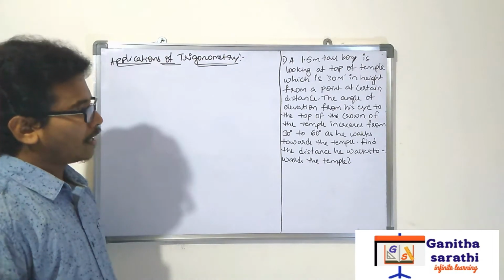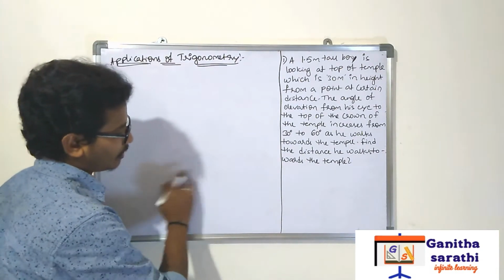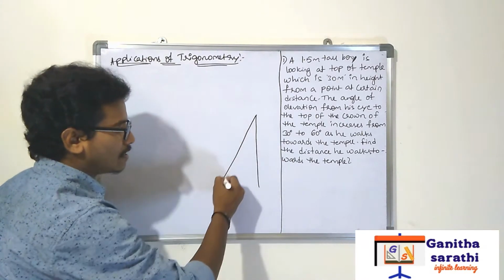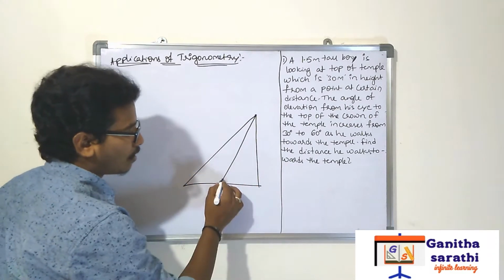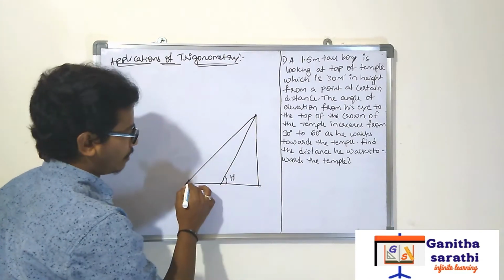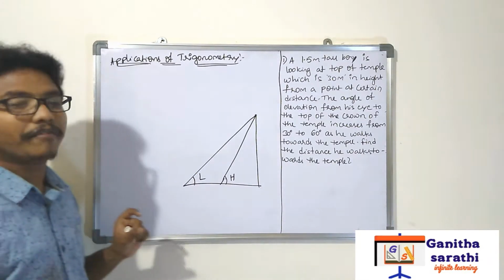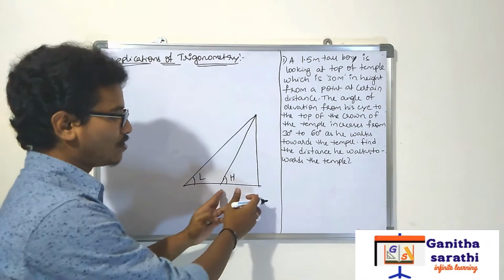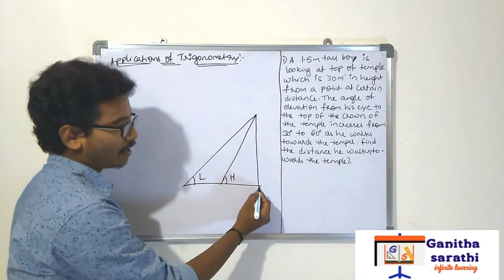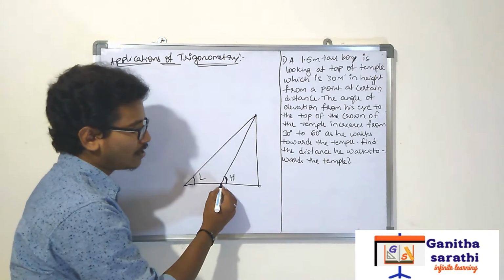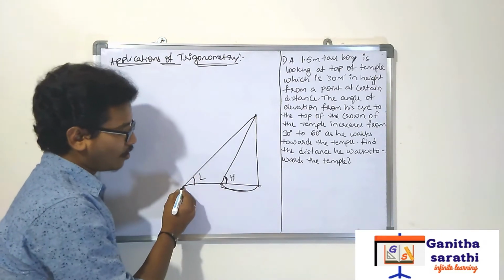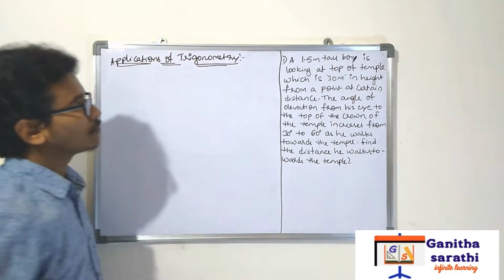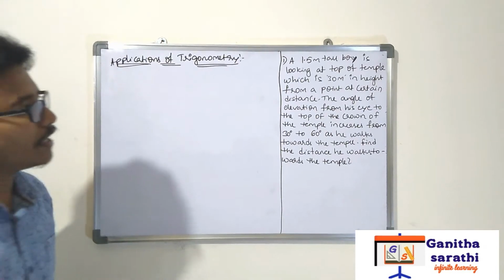So see here, always remember one point. If this is a pole or something, and these are the two angles, the highest angle will always be here and the lowest angle will be here. Why? Because if the angle decreases, the distance increases. If the angle increases, the distance decreases. If the angle is highest, the distance will be decreasing. If the angle is lowest, the distance will be increasing. Remember that point.